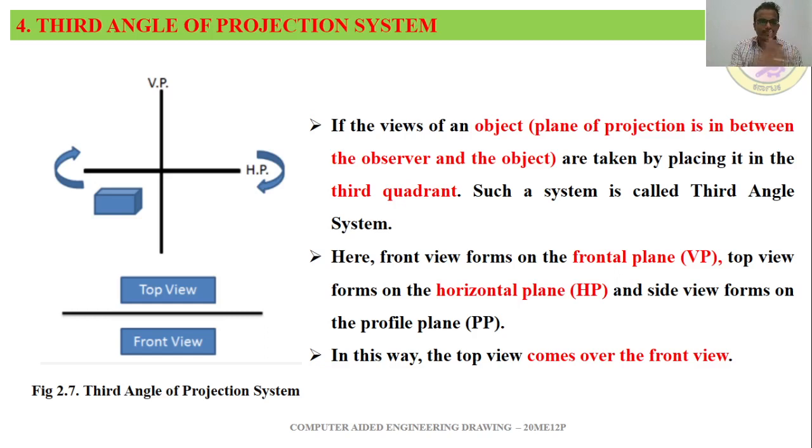Here we have observer, here we have object. Imagine the object in the third quadrant, ಅಲ್ಲಿ ಆಬ್ಜೆಕ್ಟ್ ಇದೆ. ಸೊ ನನಗೆ ಫಸ್ಟ್ ಪ್ಲೇನ್ ಬರುತ್ತೆ, observer will see the plane first, then he will see the object. Or another way I can say that the plane is there in between the object, ಇಲ್ಲಿ object ಇದೆ, and the observer. Here the front view forms on the frontal plane.